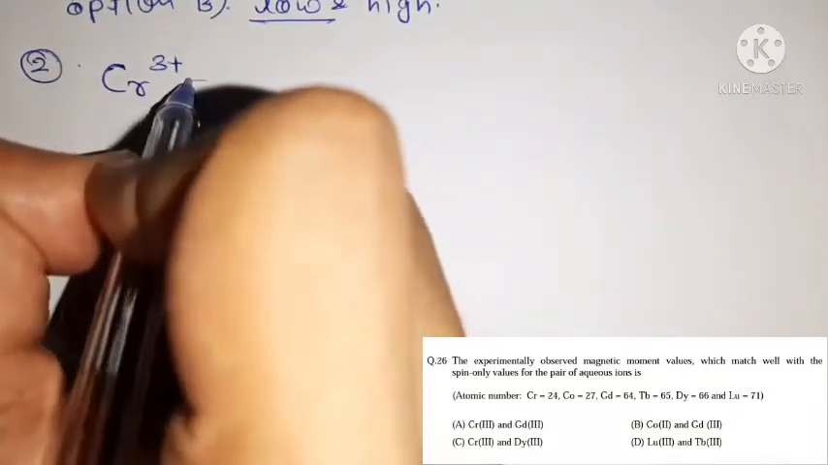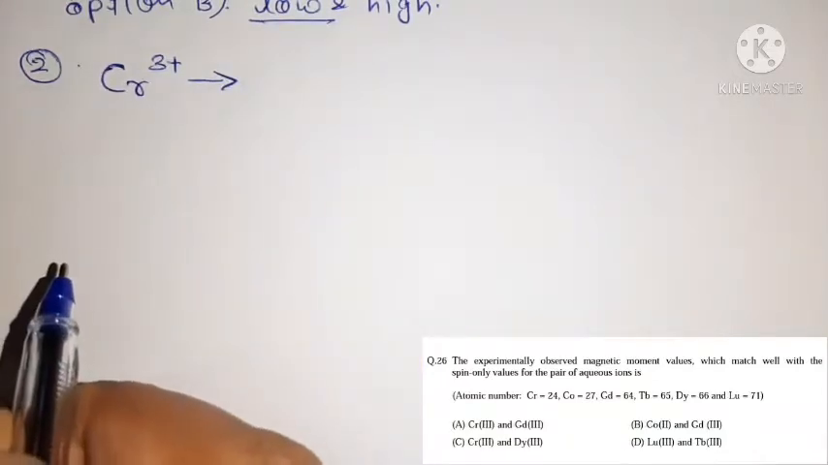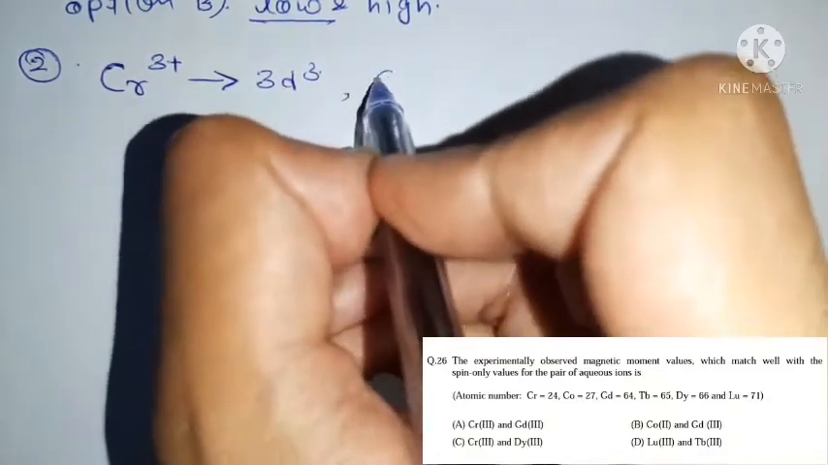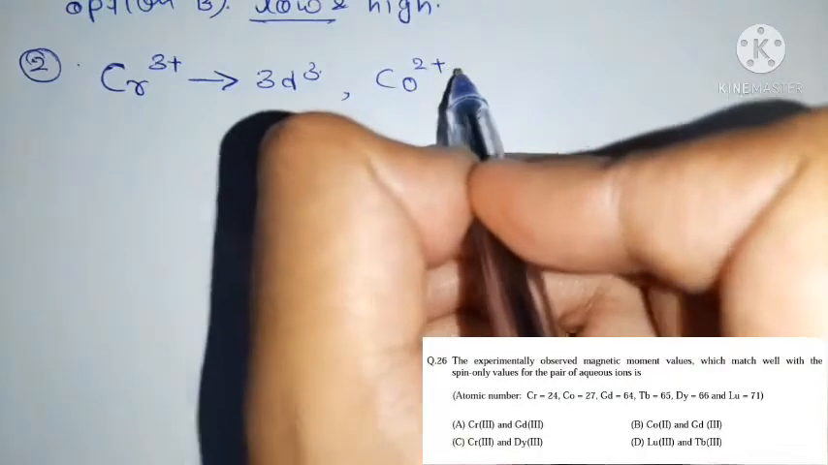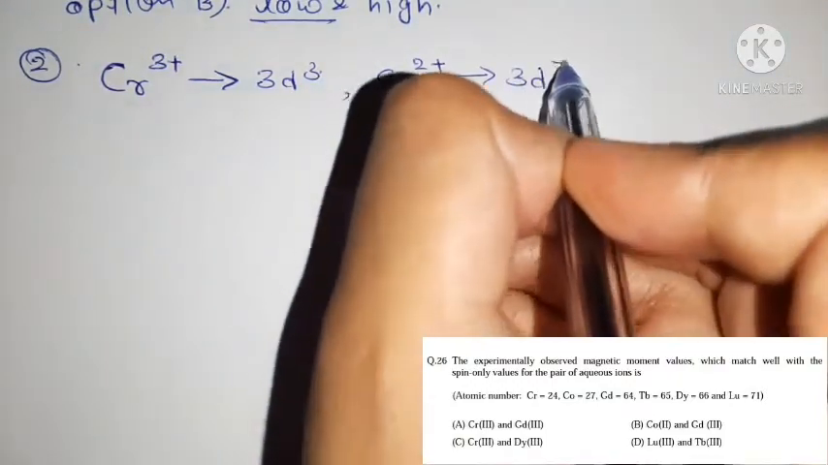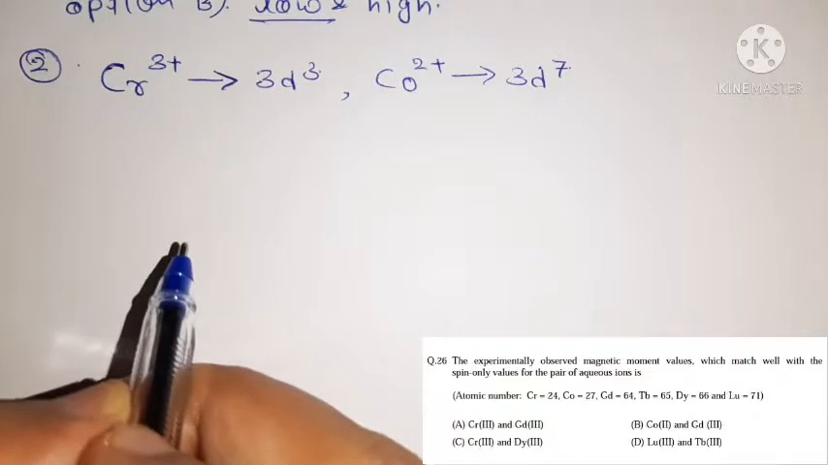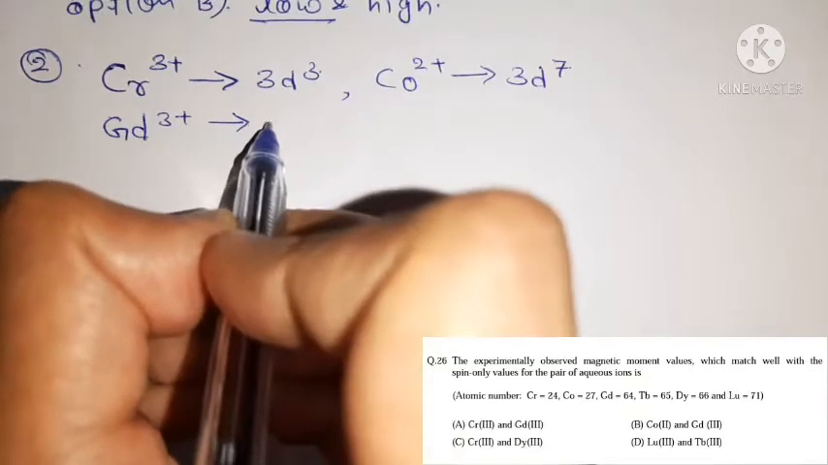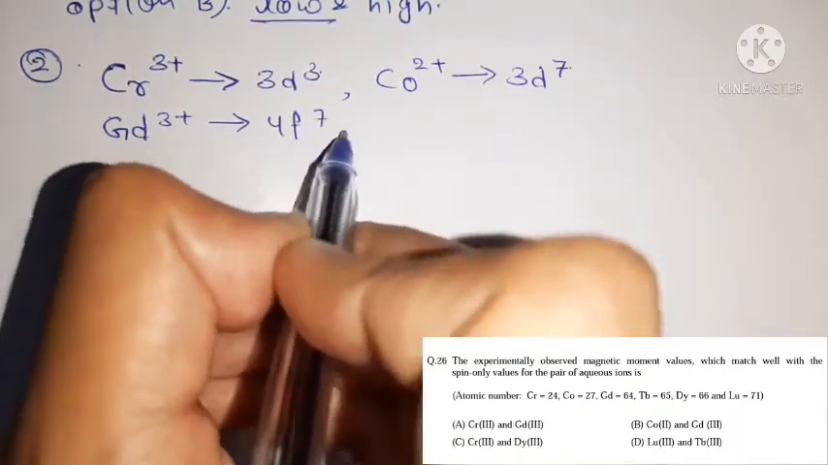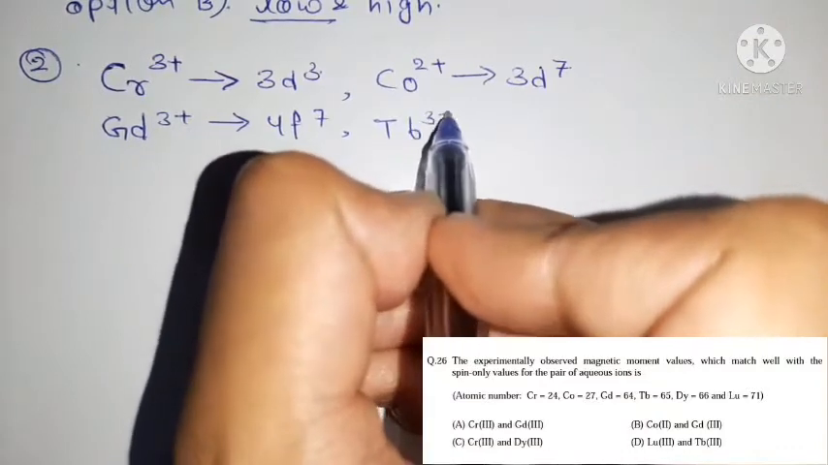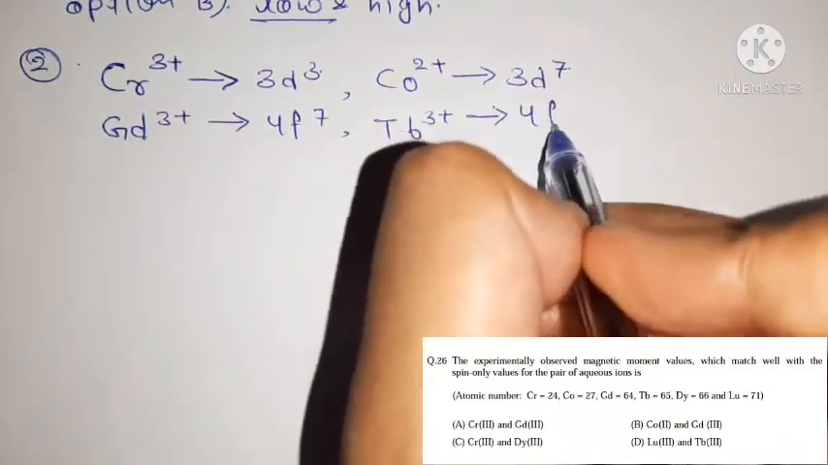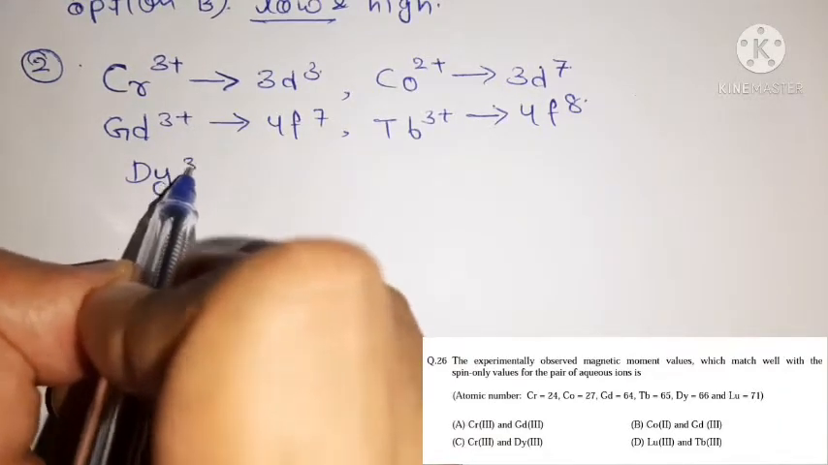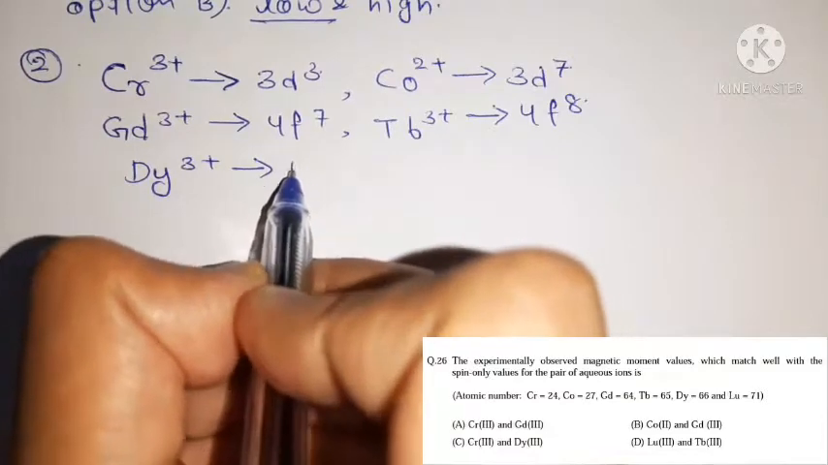Okay, so the electronic configuration of this chromium 3 plus will be 3d3. Now we have cobalt present in plus 2 oxidation state, so the electronic configuration of cobalt will be 3d7. Now we have gadolinium 3 plus, and its electronic configuration will be 4f7. Now terbium 3 plus, its electronic configuration will be 4f8. They are f block elements. Now we have dysprosium 3 plus, its electronic configuration will be 4f9.